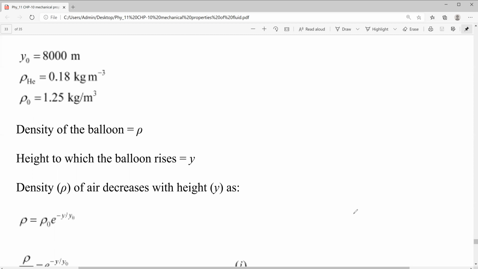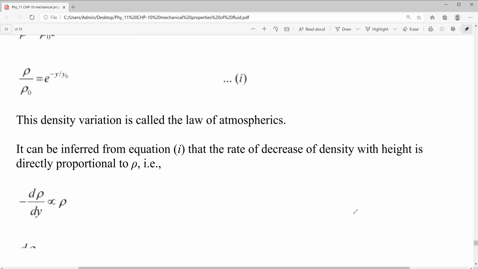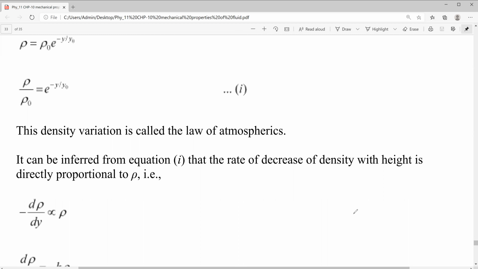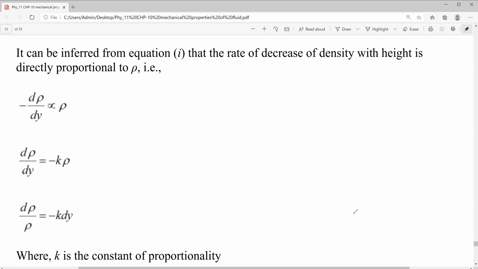Next, y naught they have given in the question itself, and the density of helium they have given. Density of the balloon we consider rho, height of the column we consider y. Density decreases with height, which is given by the relation rho is equal to rho naught into e raised to minus y by y naught. So from that relation, rho by rho naught is equal to e raised to minus y by y naught. Let us consider that as equation 1.